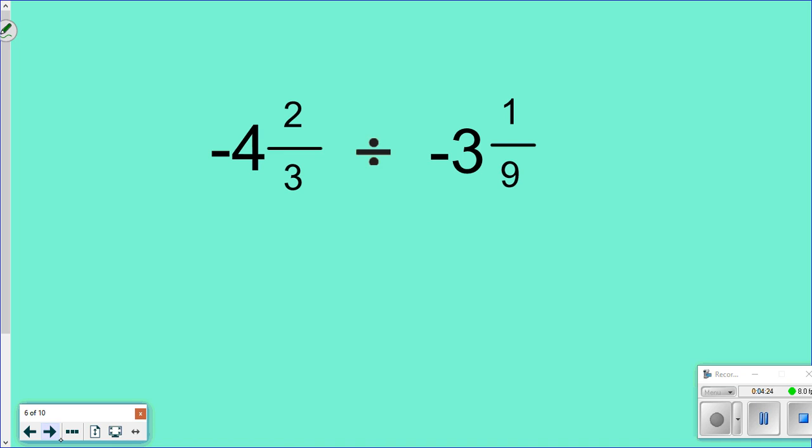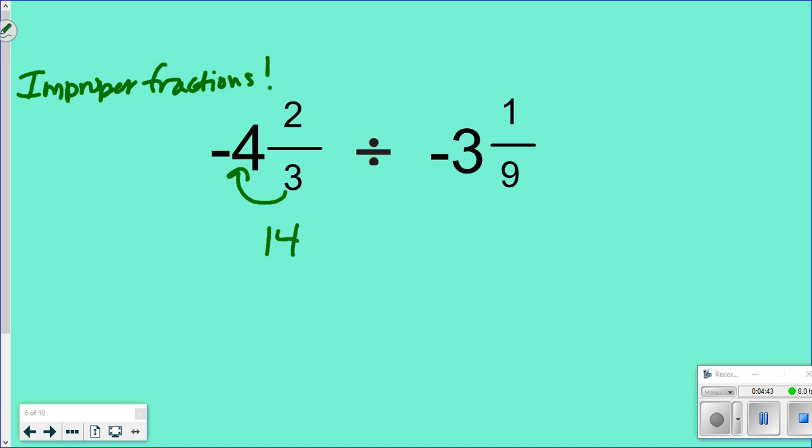Here is a time where we would have to make improper fractions. You can't just multiply your whole numbers and your fractions. You cannot do that. You have to make improper fractions first. So improper fractions, have to do it. Okay, so 3 times 4 is 12. 12 plus 2 is 14 over 3. That's a negative. Divided by, no, I'm not going to do any flipping or anything yet. I'm going to find all my improper fraction stuff first. So 9 times 3 is 27. So it'll be negative 28 over 9.